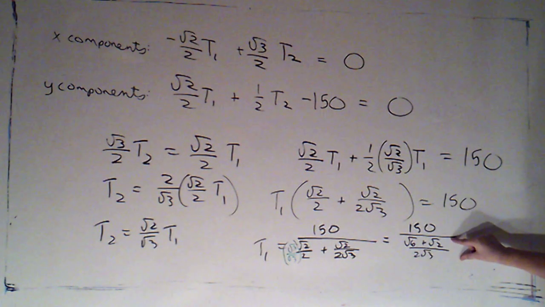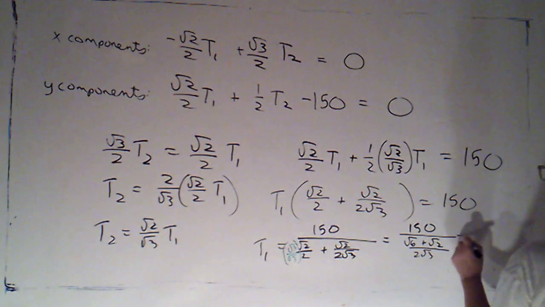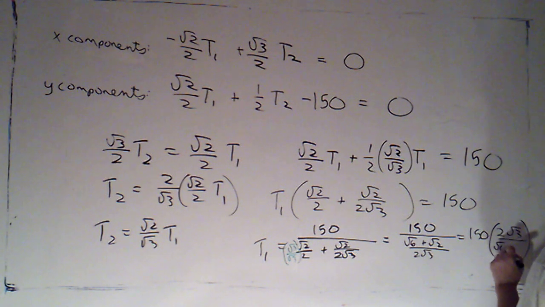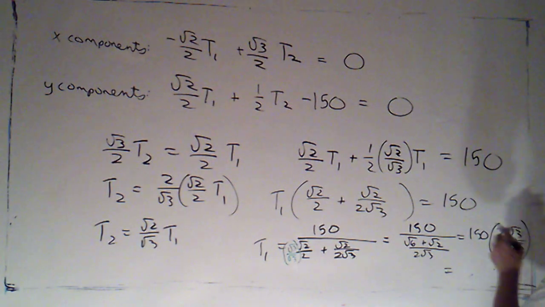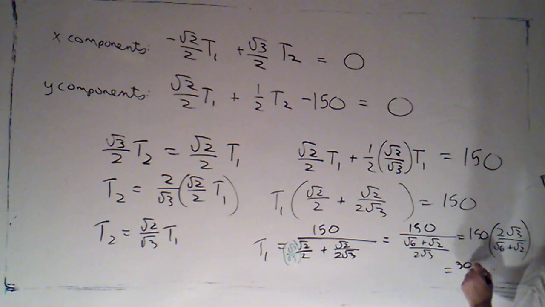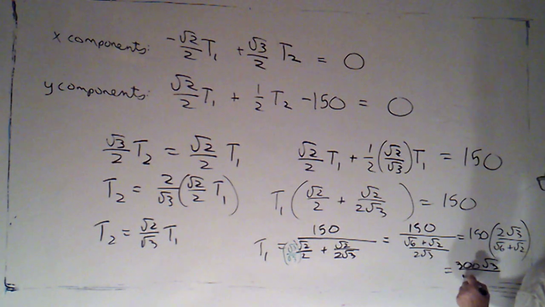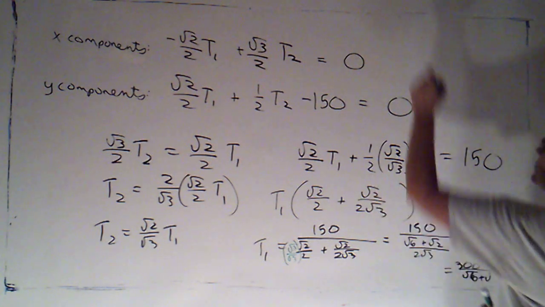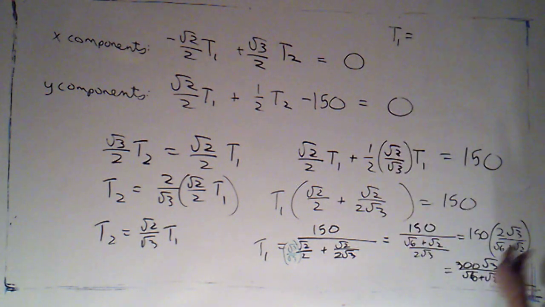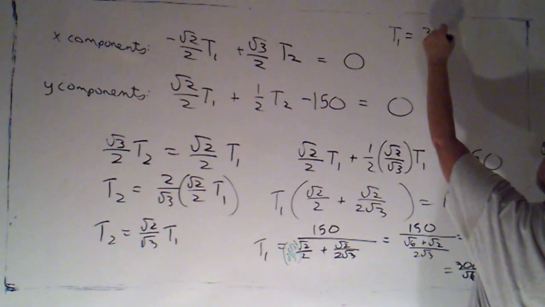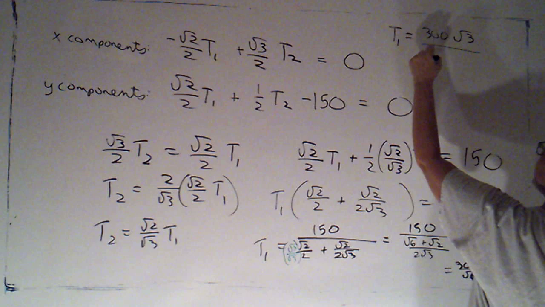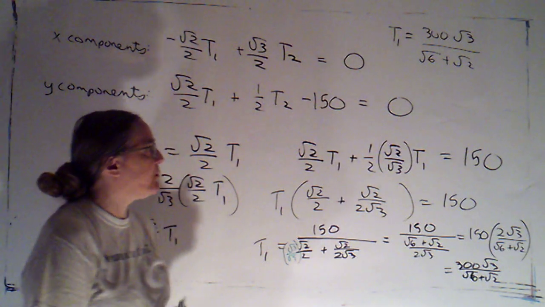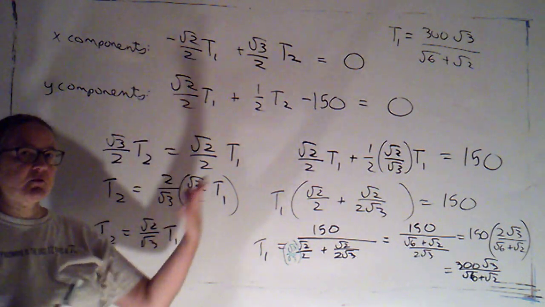But when I divide by a fraction, I multiply by the reciprocal. So I'm going to have 150 times 2 root 3 over root 6 plus root 2. That's going to be 300 root 3 over root 6 plus root 2. So we have solved for T1, the magnitude of the vector T1, and that is 300 root 3 over root 6 plus root 2. Now, obviously, I can simplify that a little bit more if I wanted to. I don't want to spend a lot of time just working out that algebra.